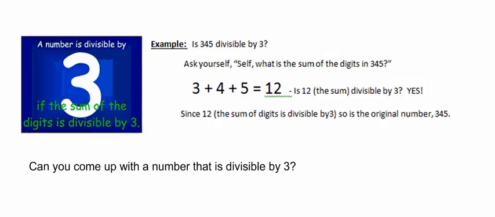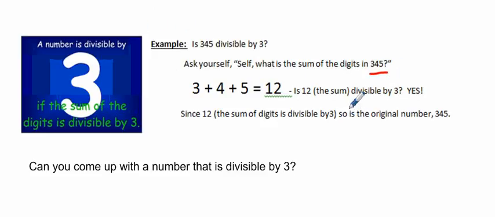The rule that we're going to start off with today is the rule to determine if a number is divisible by 3. A number is divisible by 3 if the sum of the digits is divisible by 3. So we're going to start off by asking ourselves, what is the sum of the digits of 345?